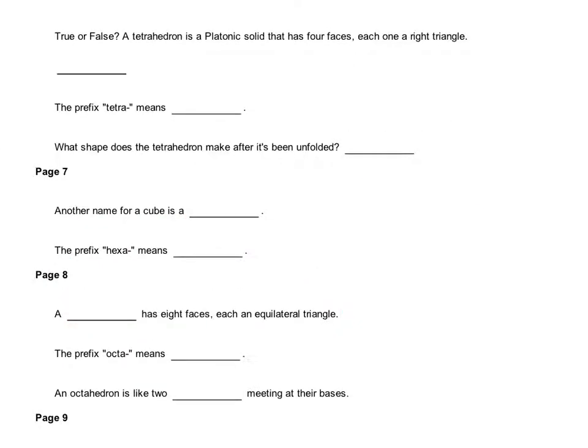So one of those shapes that we're going to talk about is a tetrahedron. But it says a tetrahedron is a Platonic solid that has 4 faces. Each one is a right triangle. That is false. Okay? The word tetra means 4. And a tetrahedron is actually, it's basically a triangular pyramid that looks something like this. So after it's been unfolded, it actually makes an equilateral triangle.